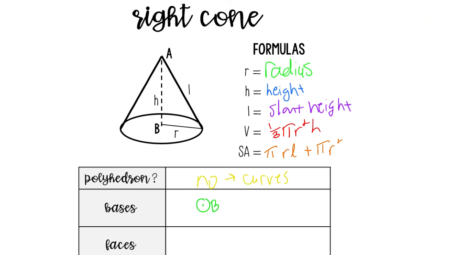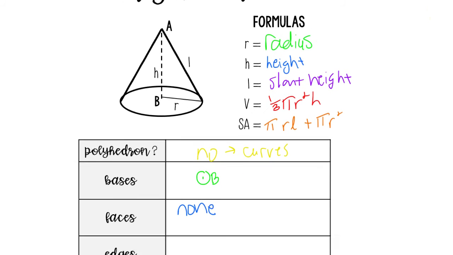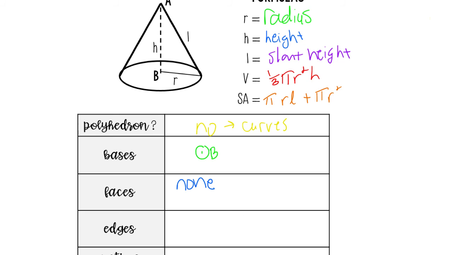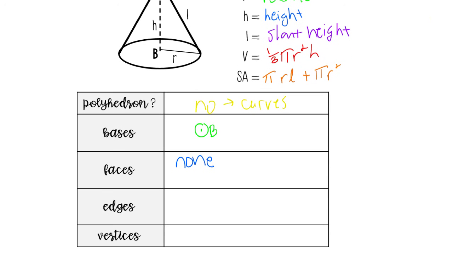Faces, there are no faces because the sides are curved. So we can't have any faces if it's not really a polyhedron. Edges, not any straight lines. So there are no edges. And strangely enough, there's only one vertex, and that is A. That's at the top of the cone.